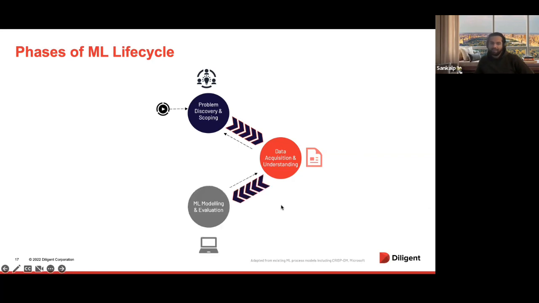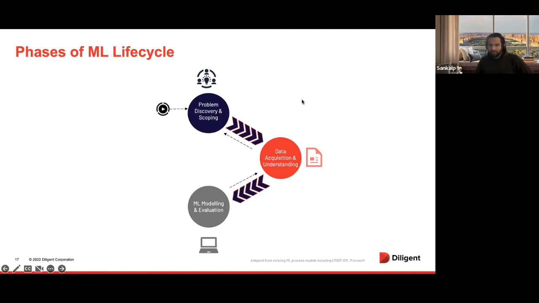Once you have done that, obviously the next phase is machine learning modeling and evaluation. This is the most interesting phase to most people, because this is where you would train a machine learning model based on the data that you prepared in the previous phase, right? The outcome of this phase is a machine learning model that has some performance level that you would evaluate on some predefined performance metrics.